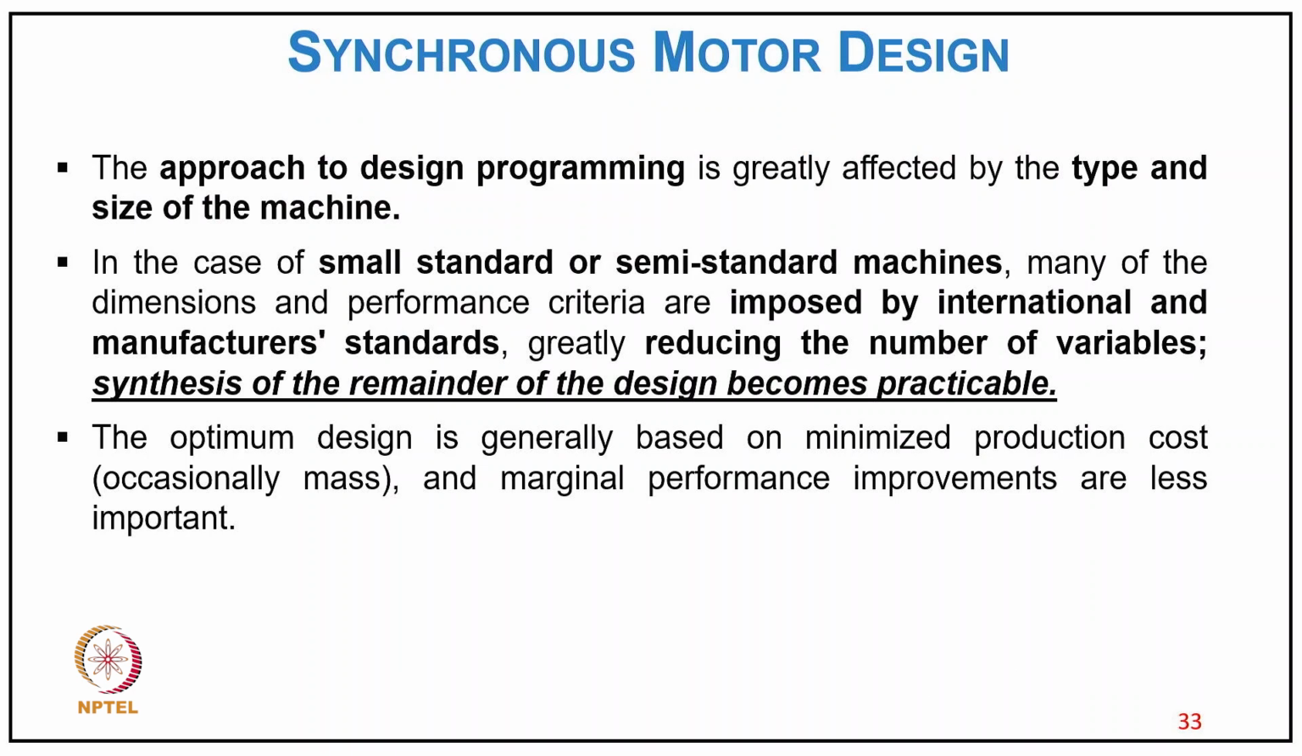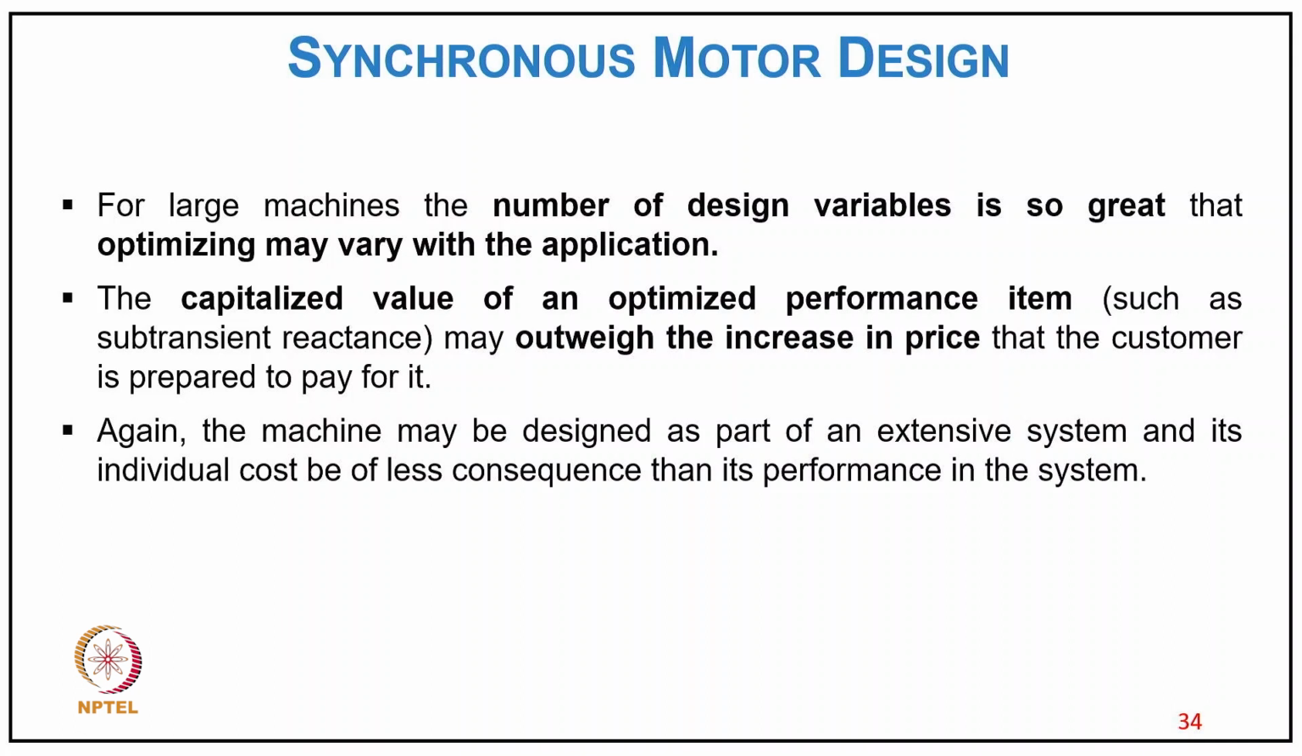Programming is generally affected by the type and size of the machine. In the case of a small standard or semi-standard machine, many of the dimensions and performance criteria are imposed by international or manufacturer standards, greatly reducing the number of variables, and synthesis of the remainder of the design becomes practicable. Optimum design is generally based on minimized production cost. Occasionally, marginal performance improvements are less important. For a large machine, the number of design variables is so great that optimizing may vary with the application. So the capitalized value of an optimized performance item such as subtransient reactance may outweigh the increase in price that a customer is prepared to pay for it.